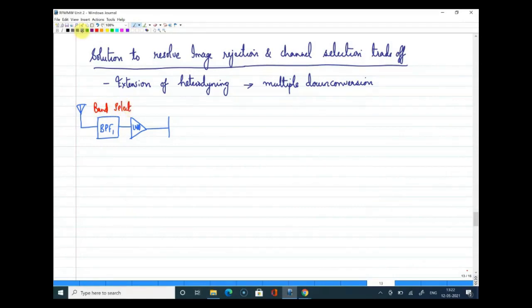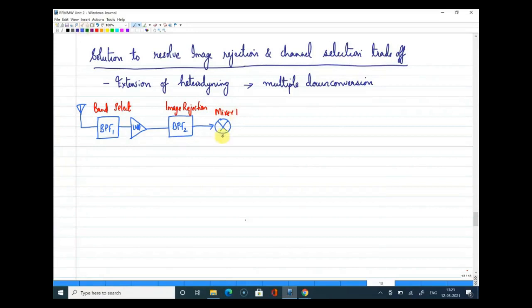Now after LNA, we have this second filter that is also a band pass filter. I'll call this BPF2, but the role of that filter is image rejection, right? So for this image rejection filter, we are actually trying to keep the intermediate frequency large only. So after this, you will have the mixer, right? And I'll call this mixer 1. Why I'm calling this mixer 1 is we are trying for multiple mixers.